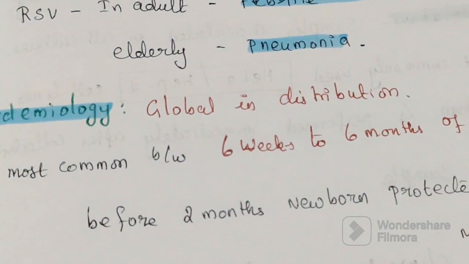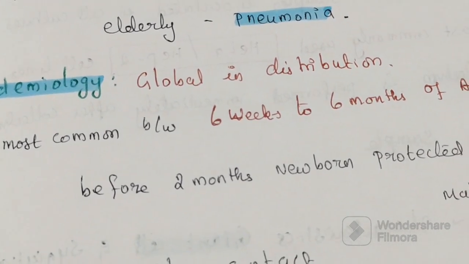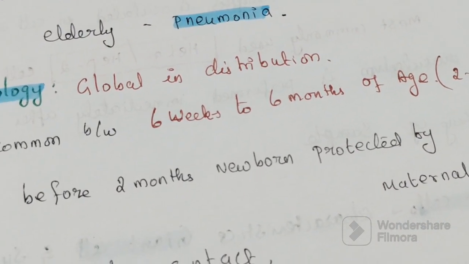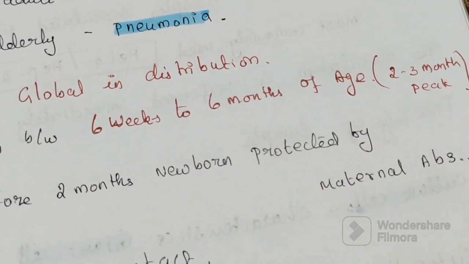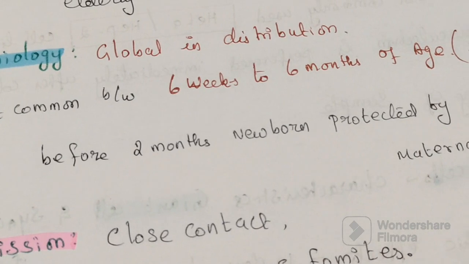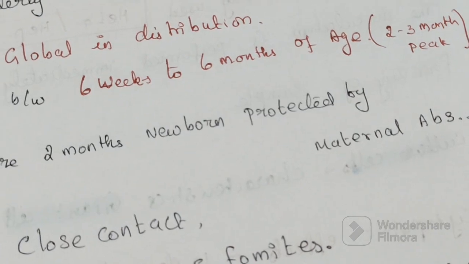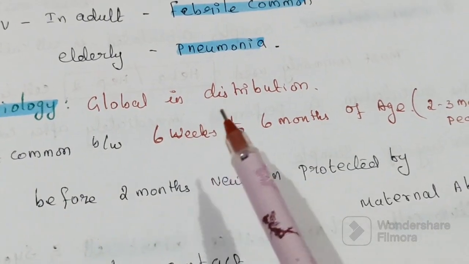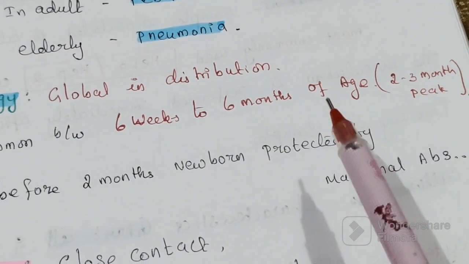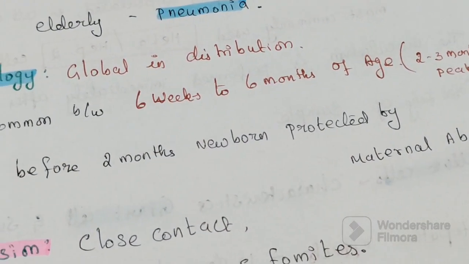Next is epidemiology. RSV is global in distribution. Infection is most common in children between 6 weeks and 6 months of age, with a peak at 2 to 3 months. In the first 2 months newborns are not affected because of protection by maternal antibodies.